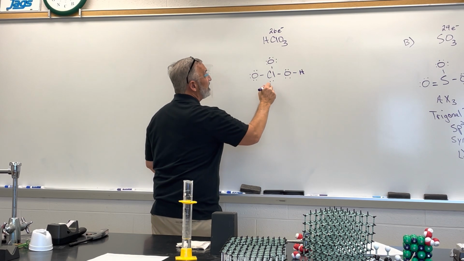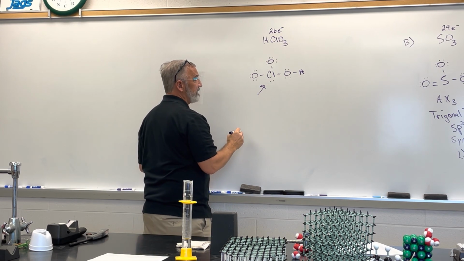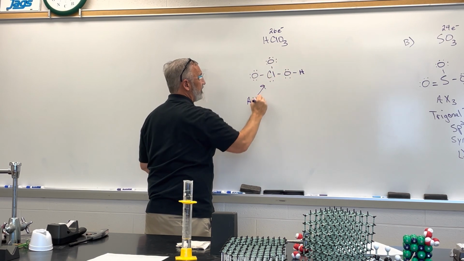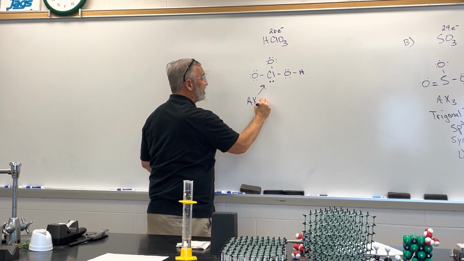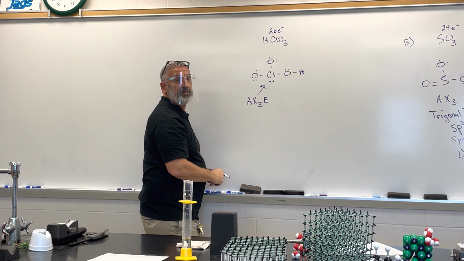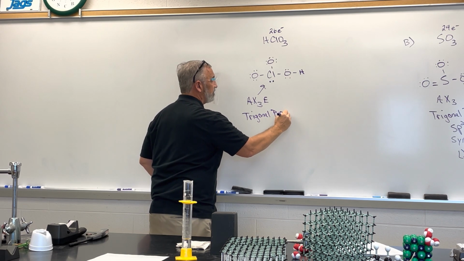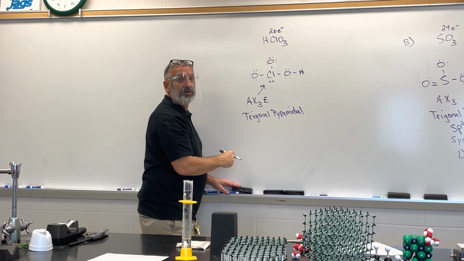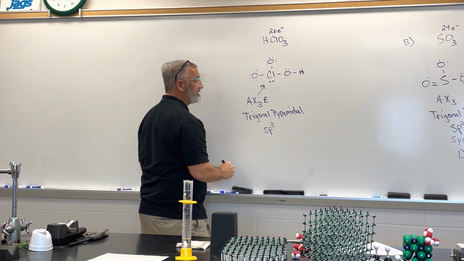All right, so now we have 2 central atoms. So around the chlorine, what's my AX formula? AX, 1, 2, 3, and then we have 1 lone pair, right? So we say E. You go and you look on your sheet, you see that that's trigonal pyramidal. But 3 plus 1 equals 4. So 4 is going to be sp3 hybridization.